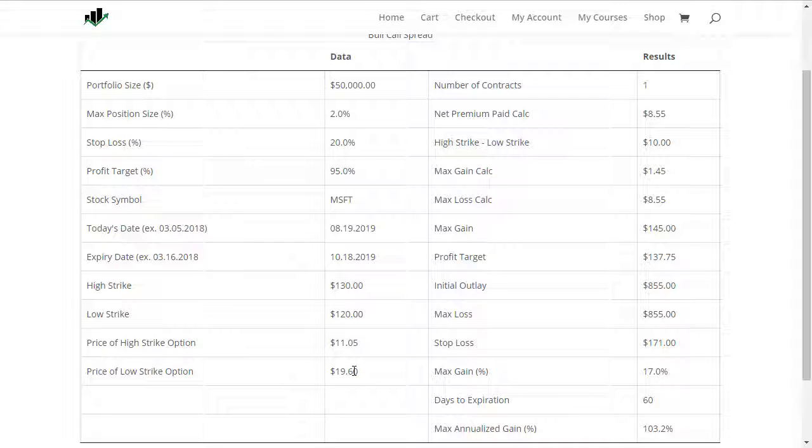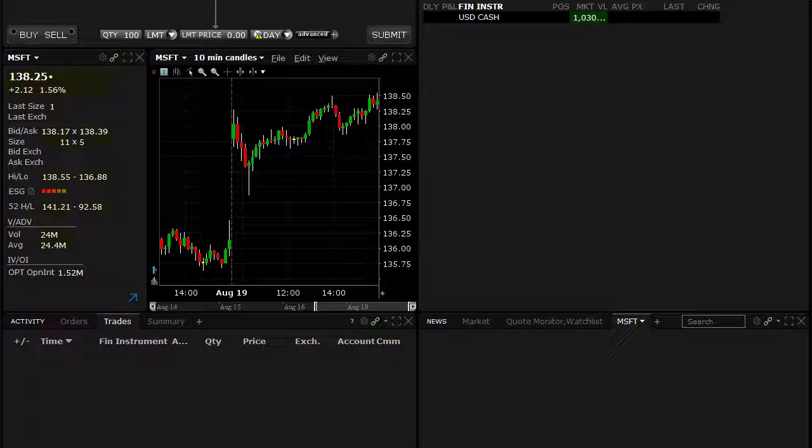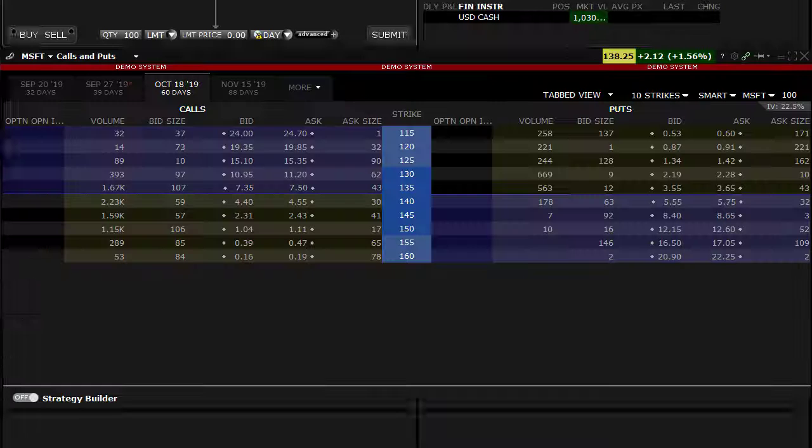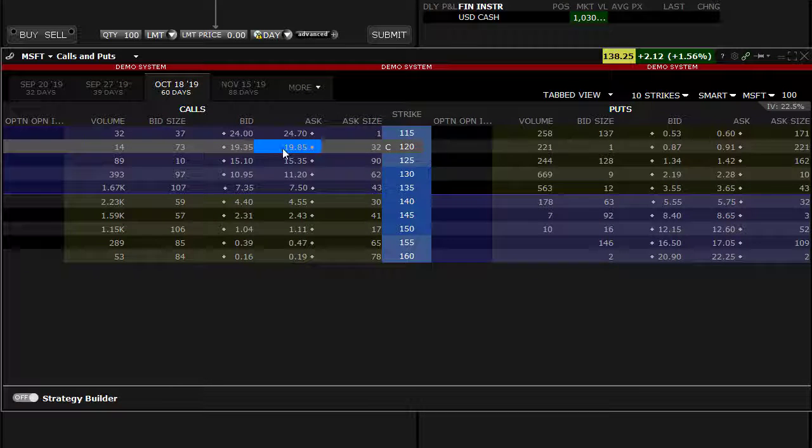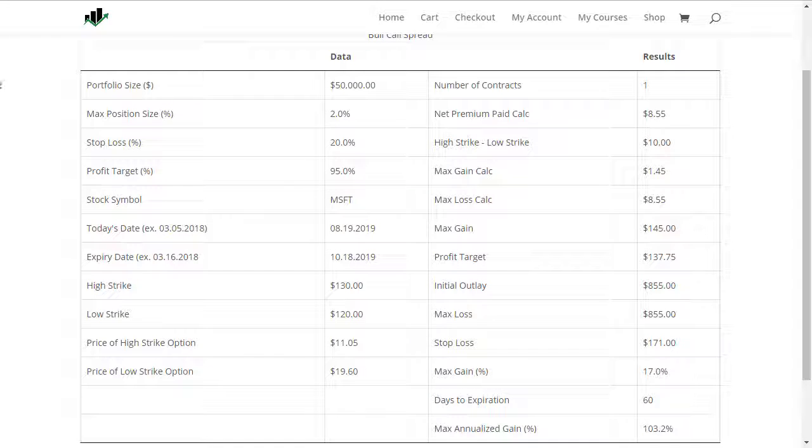Well, let's see. Let's make that 19.50. Let's see, was it 19.60 or is it 19.50? Let's take a look. The midpoint is 19.60. Okay, so that was in there correctly.